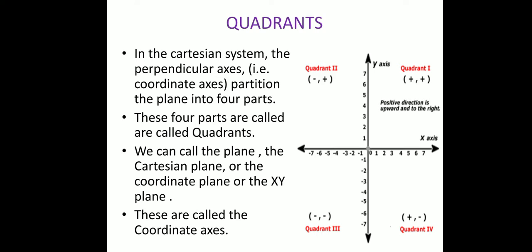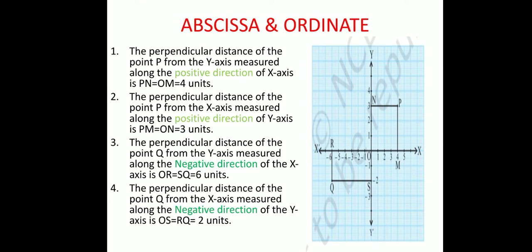Now third one. If a point is in the third quadrant, then the point will be in the form of negative, negative, since the third quadrant is enclosed by the negative x-axis and the negative y-axis. Now coming to the fourth one. If a point is in the fourth quadrant, then the point will be in the form positive and negative, since the fourth quadrant is enclosed by the positive x-axis and the negative y-axis, as shown in the figure. That is all about quadrants. Now coming to our next topic, that is abscissa and ordinate.